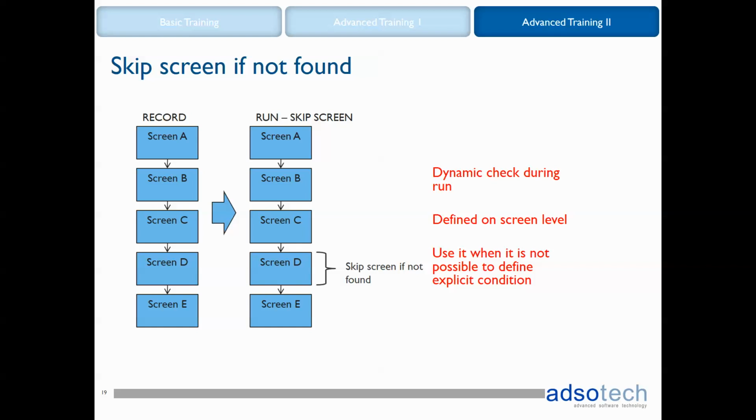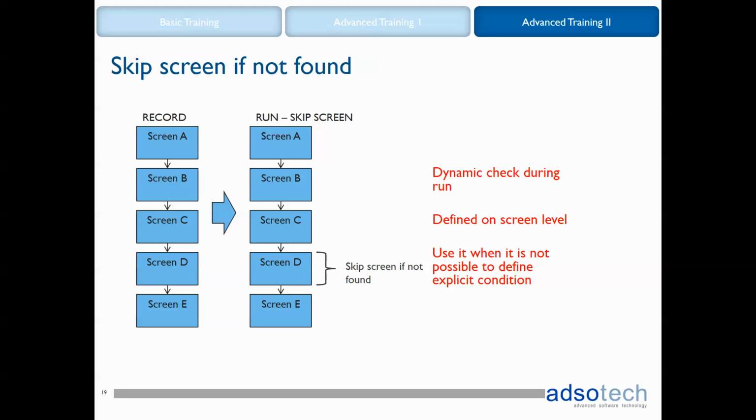We have another very specific condition type as well. This is about not knowing when a pop-up or a screen is coming up in SAP. We know that there is a certain screen that might come up or it might not come up. But we cannot specify before we run the script whether the screen will be there for that specific row of Excel data or if it will not be there. We can deal with this type of situation with a condition that we call skip screen if not found. So it's a screen level condition.